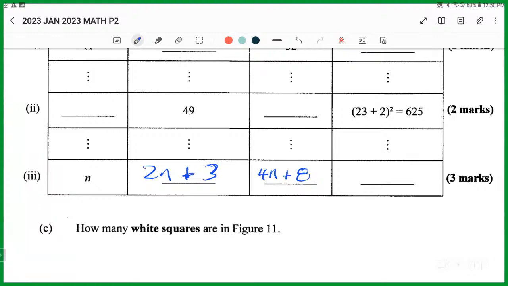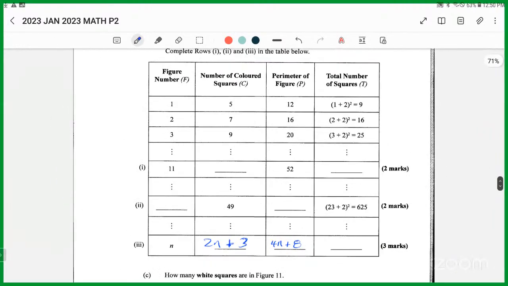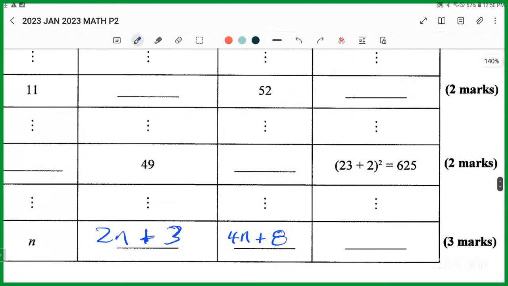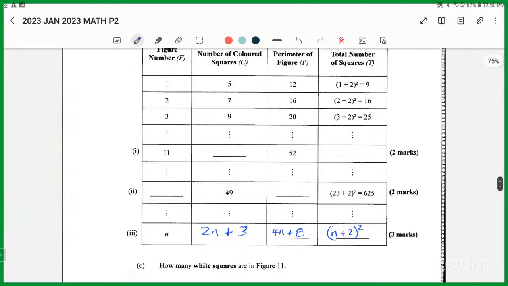That's the formula for the second column. This one is the figure number. There, figure number plus 2 squared. Easy. N plus 2 squared. That is it. That's what this means.